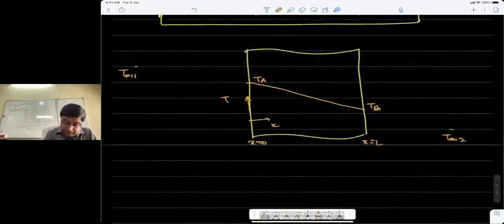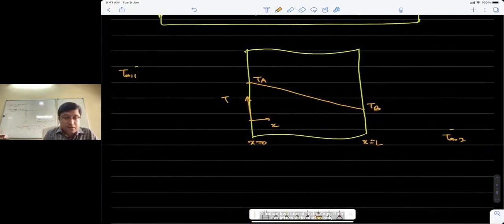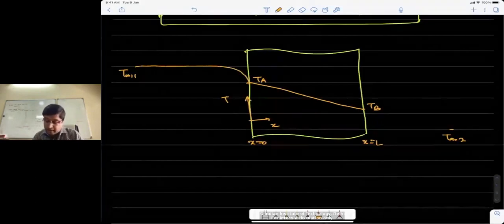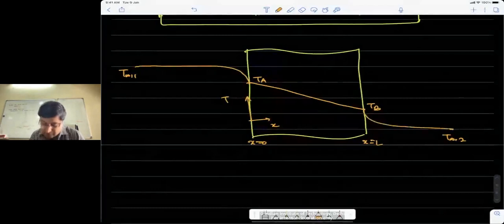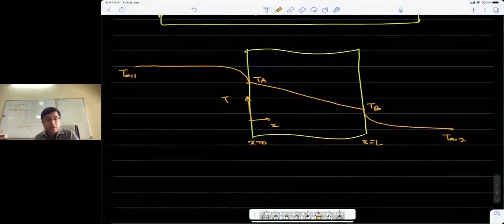So what you will see is the temperature variation, because of the development of a thermal boundary layer. You will see that the temperature goes something like this outside. That is the temperature variation on the fluid side, and similarly on the other end we can also draw it like that. So that would be the temperature variation in the solid and also the surrounding fluid.